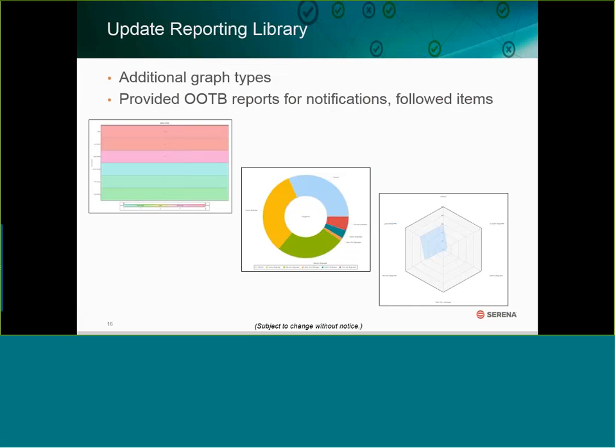And then last but not least, we did update the reporting library, and this gave us access to a variety of new graph types. So in addition to all the report types that were there before, we now have heat maps, that's the upper left-hand one. We have what's called donut, which is kind of a ring graph. And then we have a radar graph, or what sometimes people refer to as a spider graph. All three of those are now available in addition to the existing types.